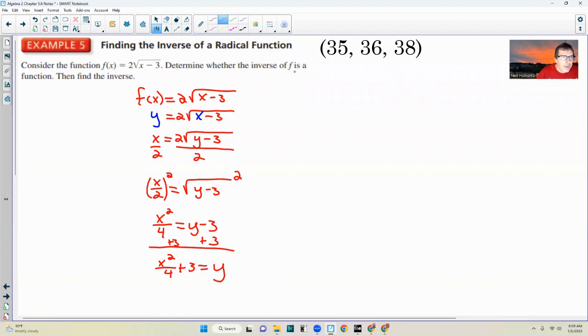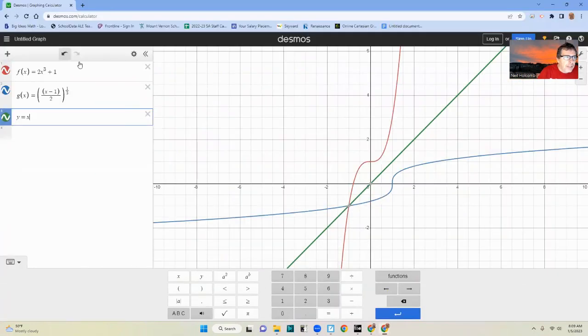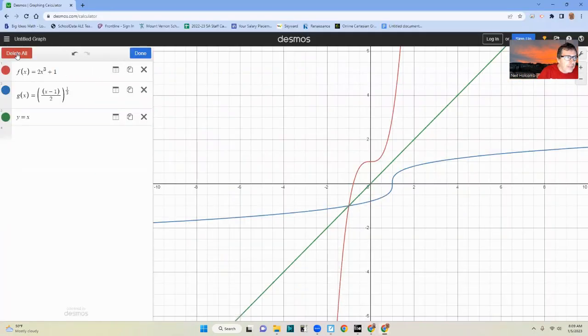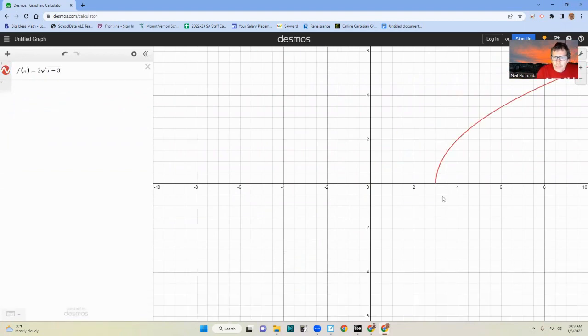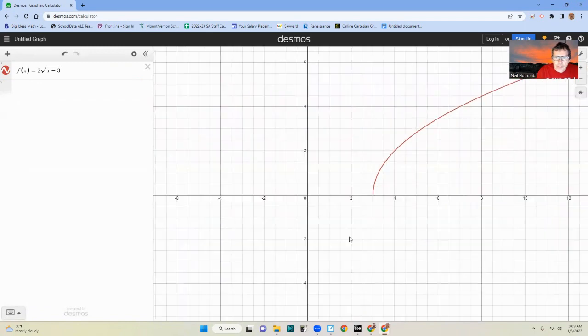So it said determine whether the inverse of f is a function, then find the inverse. Well, I found the inverse first. I didn't determine it yet. And so I'm going to graph 2 times the square root of x minus 3. So if I go to here and clear these, delete, and say f of x equals 2 times the square root of x minus 3. Okay, here is the graph.